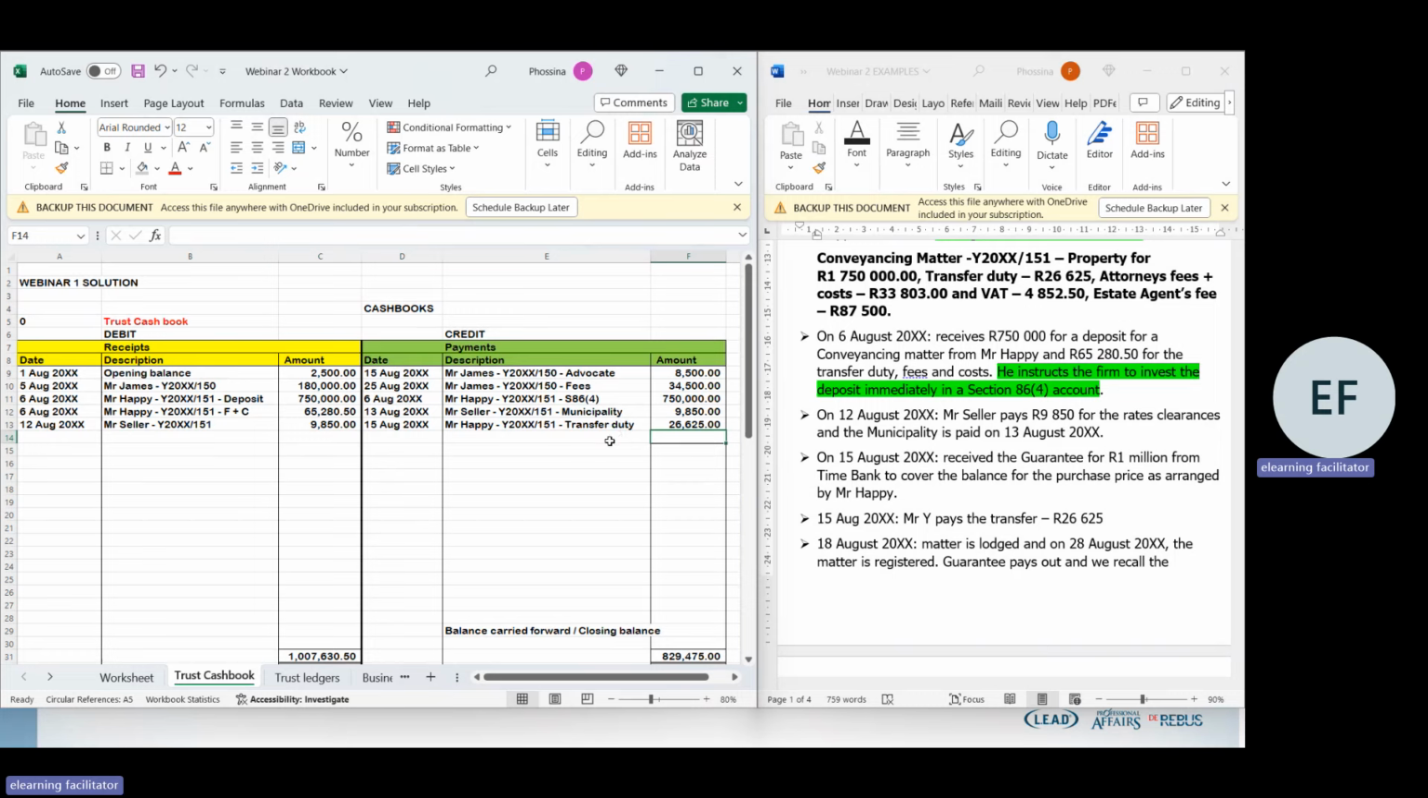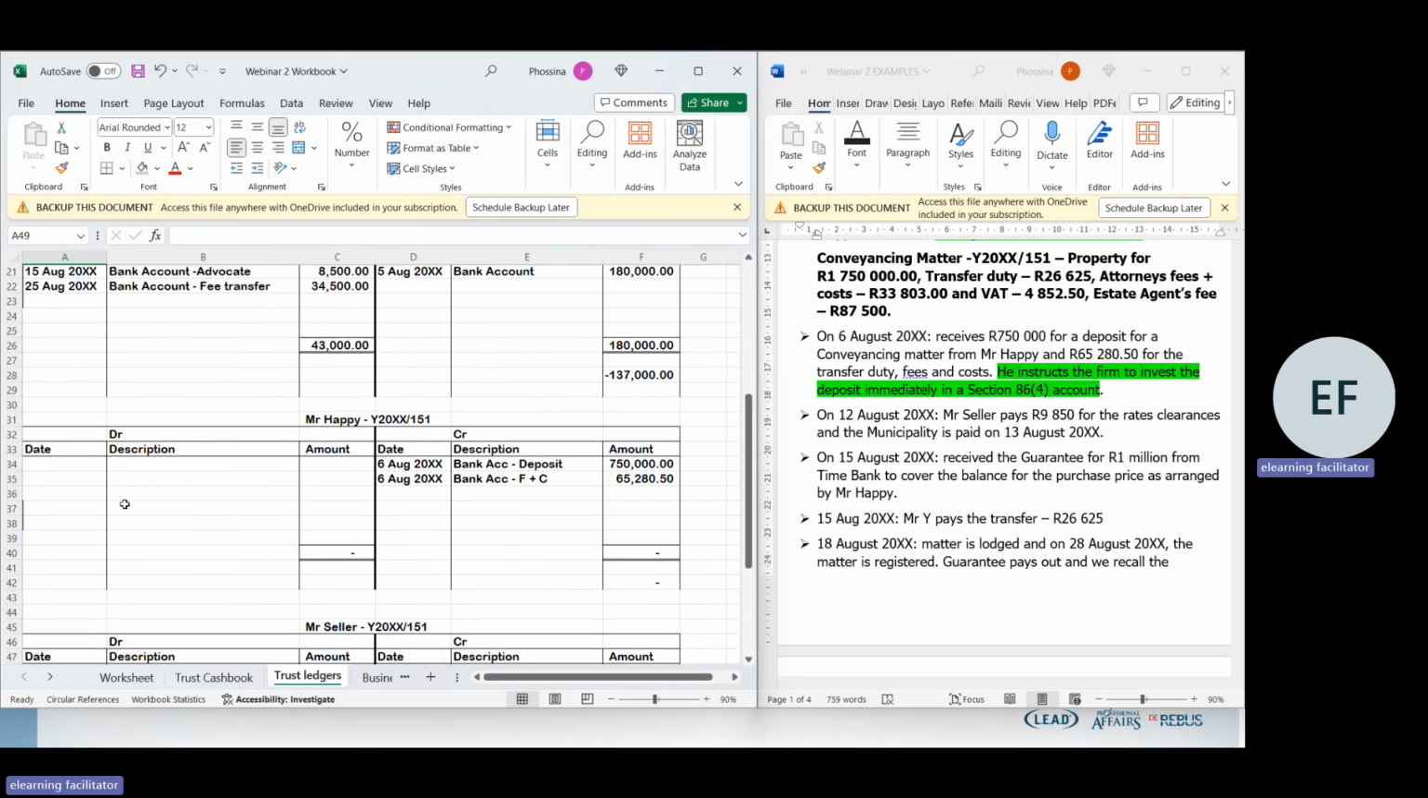So it is coming from Mr. Happy, transfer duty payable to the government. So we go to Mr. Happy's ledger account, which is when is this? 15 August 20XX, and then it is the bank. And what are we paying for? Transfer duty. So you can indicate SARS, so we know if it's SARS, it's our transfer duty. Okay, as given that, so it is paid.